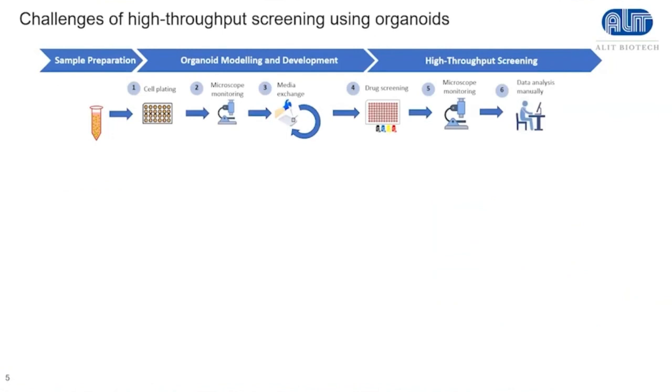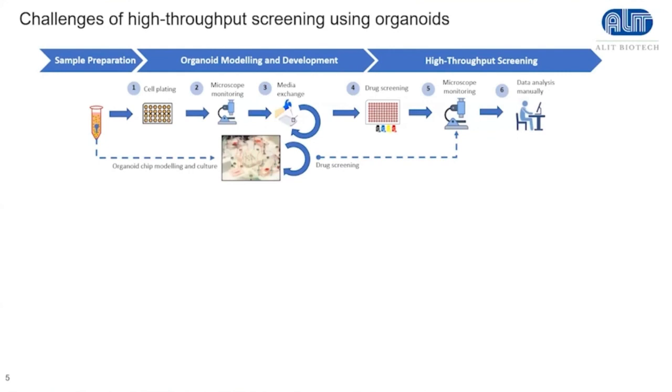This is a very common process for high-throughput drug screening using organoids, which can be divided into three parts: sample preparation, organoid modeling and development, and high-throughput screening. Common well plates are usually used for organoid culture and high-throughput drug screening. In addition, more researchers are using organ-on-chip for in vitro model construction and drug screening, but the basic process is similar.